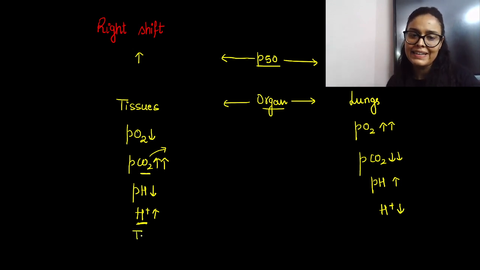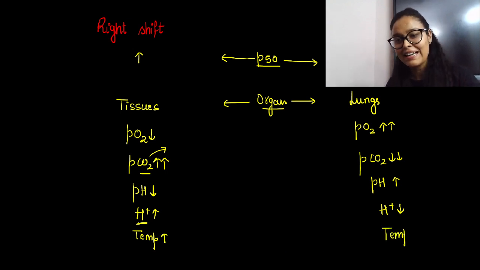Here a metabolic reaction is happening. You know what the metabolic reaction is? Oxygen is utilized in order to break the glucose to produce energy, and heat is also released, so the temperature is high, whereas here the temperature is less.